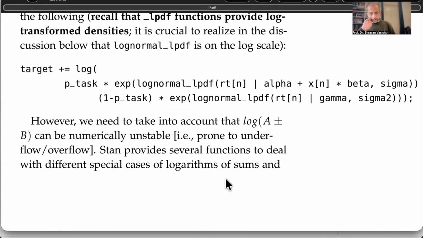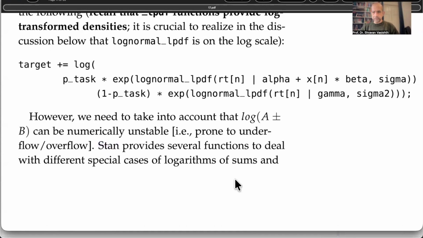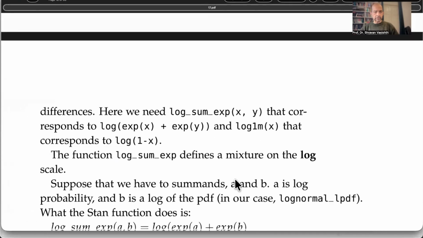There are some numerical problems in doing these calculations the way this is written here. They can be overflow and underflow. So to get around that, what Stan does is it provides a function to write this kind of statement such that you don't suffer from overflow or underflow problems. You can find the details in the manual, or the user's guide, for Stan. So you can see what that's all about.